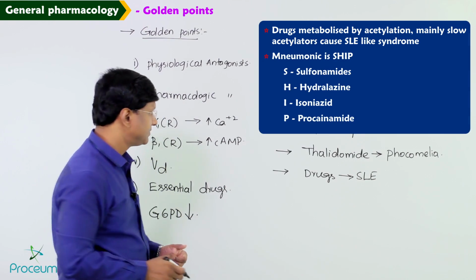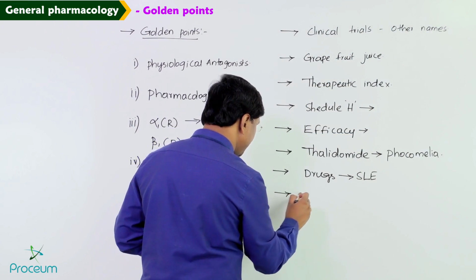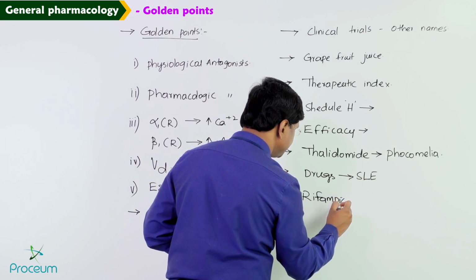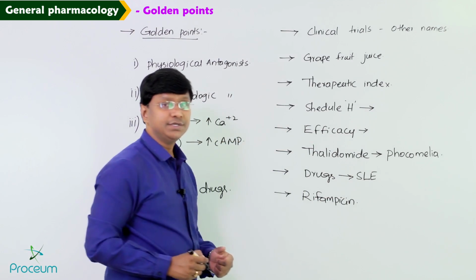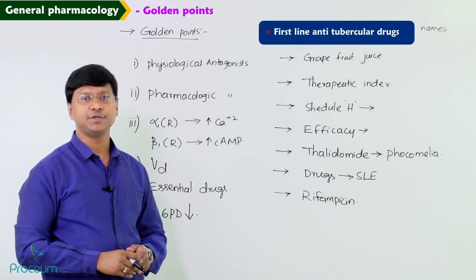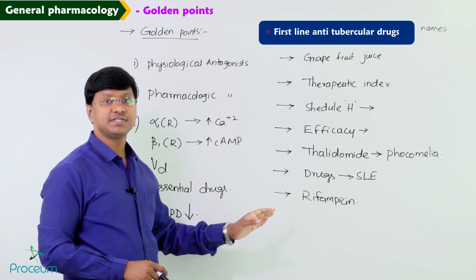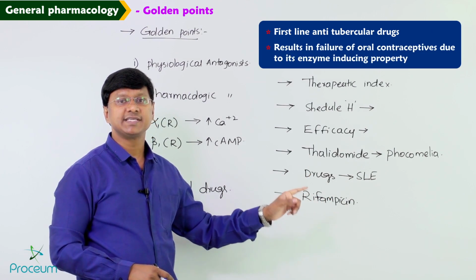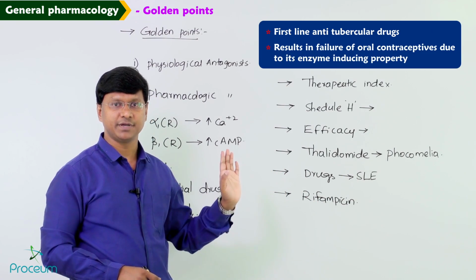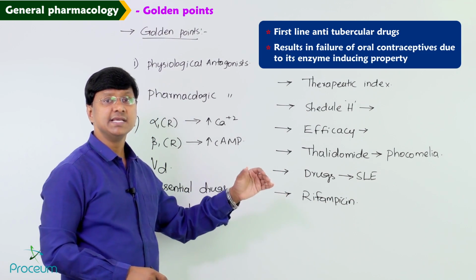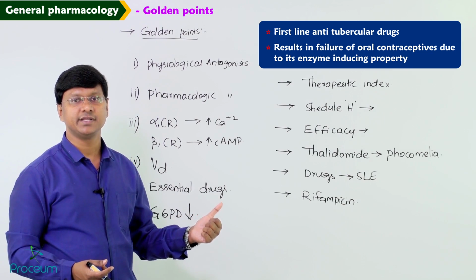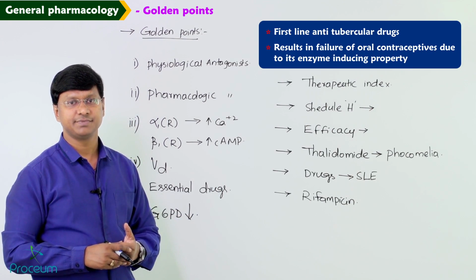Alright, next. Now you need to remember a very important drug interaction of rifampicin. Rifampicin is a first line anti-tubercular drug. This rifampicin can result in failure of oral contraceptives due to its enzyme inducing property.